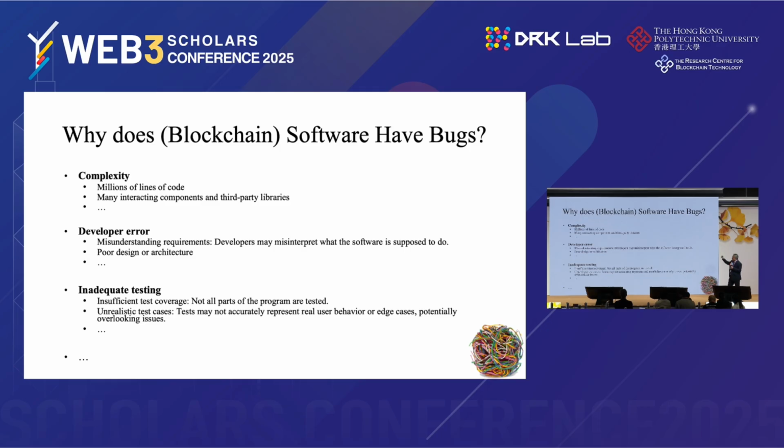So both the complexity and the developer errors will lead to inconsistency in blockchain systems, and the inconsistencies will cause security consequences. At the same time, nowadays software testing is usually inadequate because the existing test cases may not be able to cover all parts of the programs under testing. And sometimes the test cases may not actually represent real user behavior or edge cases.